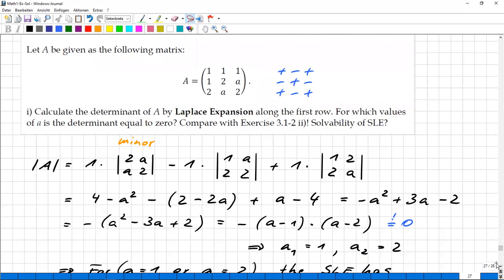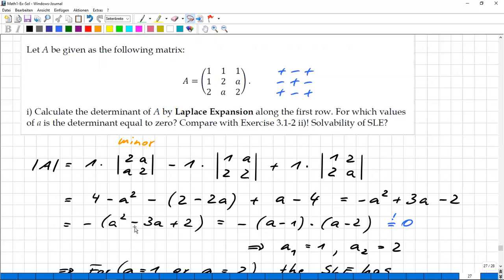And okay, actually, it's a good idea to put this in the form of, it's not required, but, oh yes, it is, because now we are asked for which values the determinant gets 0. So it makes sense to put this into the form of linear factors. You know what I mean? And I would recommend to put this minus sign aside so that we have a normalized polynomial with a leading coefficient of 1. So in parentheses remains a squared minus 3a plus 2.